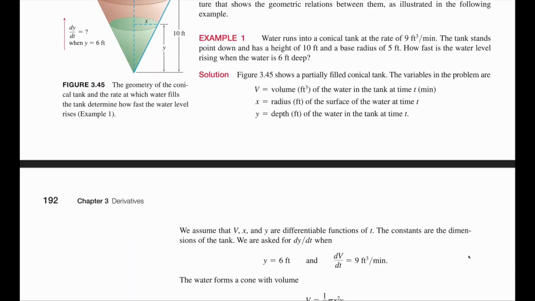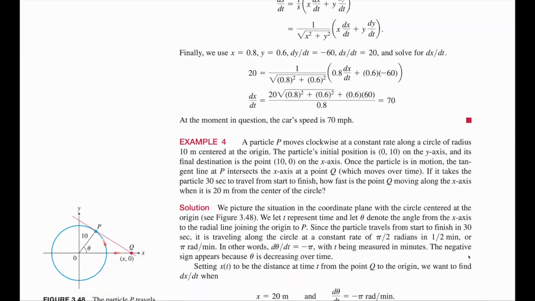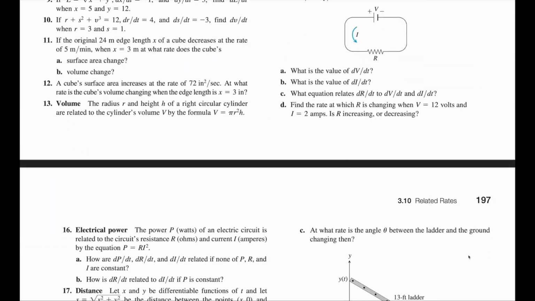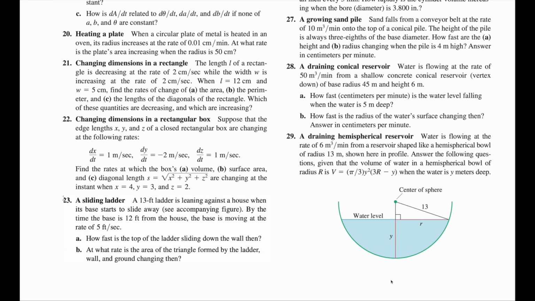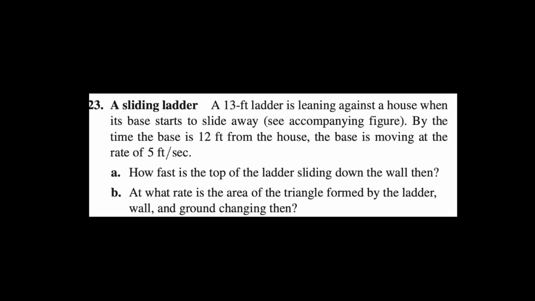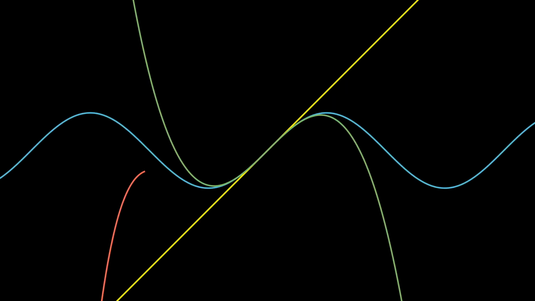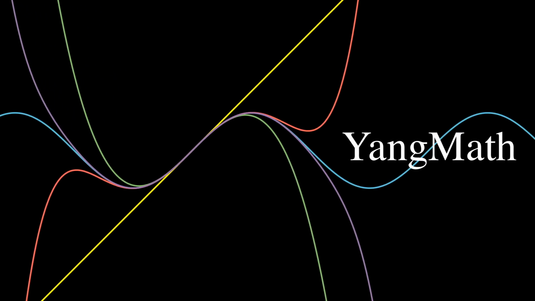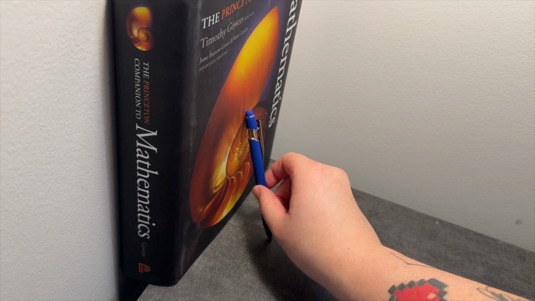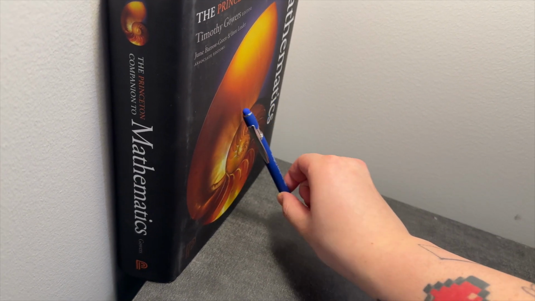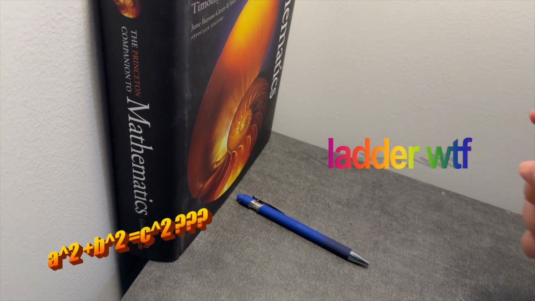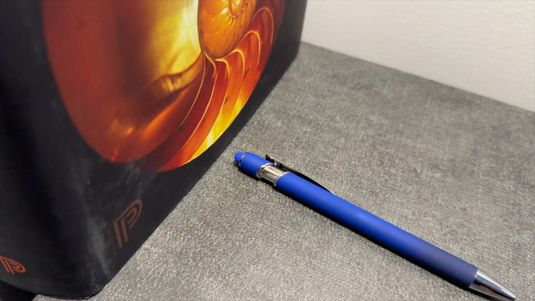Go through any introductory calculus textbook and you're going to find this problem in related rates. The falling or sliding ladder problem. However, this problem is actually really bad. Doing a little experiment with the pen representing the ladder, when the ladder falls, we see that it doesn't perfectly slide down against the wall and that there's some distance.